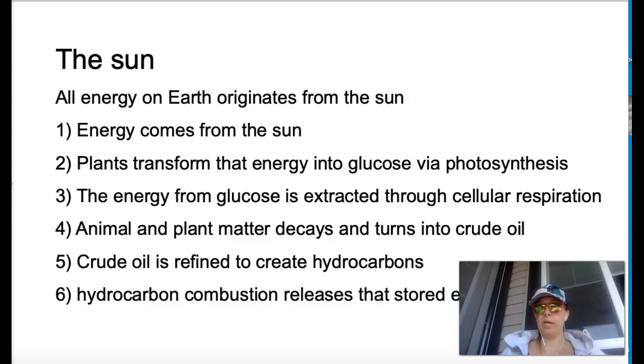Plants then transform that into glucose through photosynthesis. We are then able to extract energy from glucose through cellular respiration, right? And so are plants. Your general cycle through the whole thing is that animal and plant matter will then decay. It turns into crude oil. We've already talked about crude oil, how we can refine that to get hydrocarbons, and then hydrocarbon combustion is going to release that stored energy, okay?